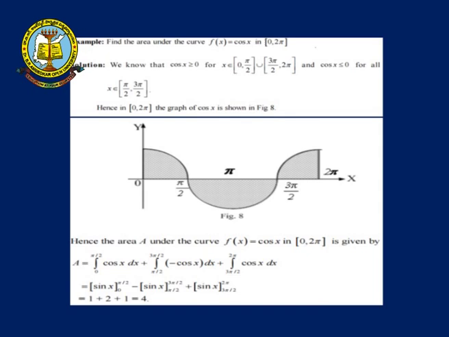Now the first part: sin pi by 2 is 1 minus sin 0 is 0. The second term is minus of sin 3 pi by 2 minus sin pi by 2, which is clearly plus 2. The last term is sin 2 pi minus sin 3 pi by 2, so it is plus 1. The total area is 4. So the area under the curve f of x equal to cos x from 0 to 2 pi is 4.